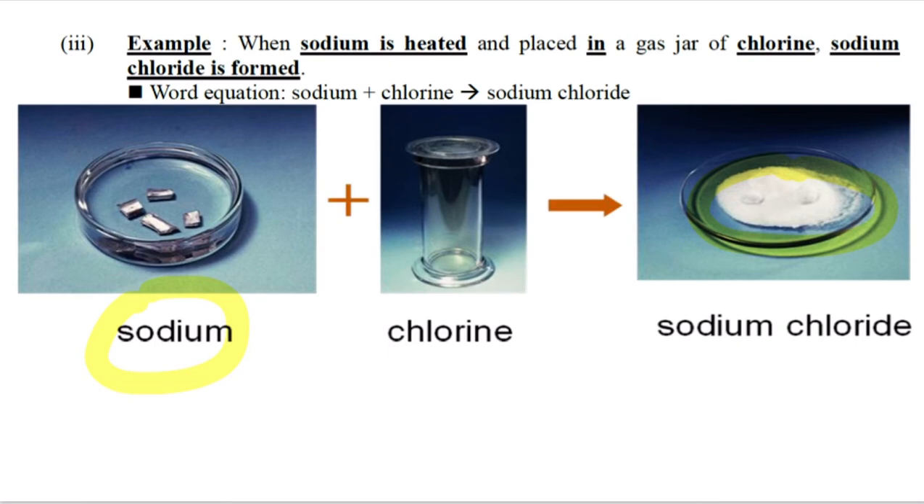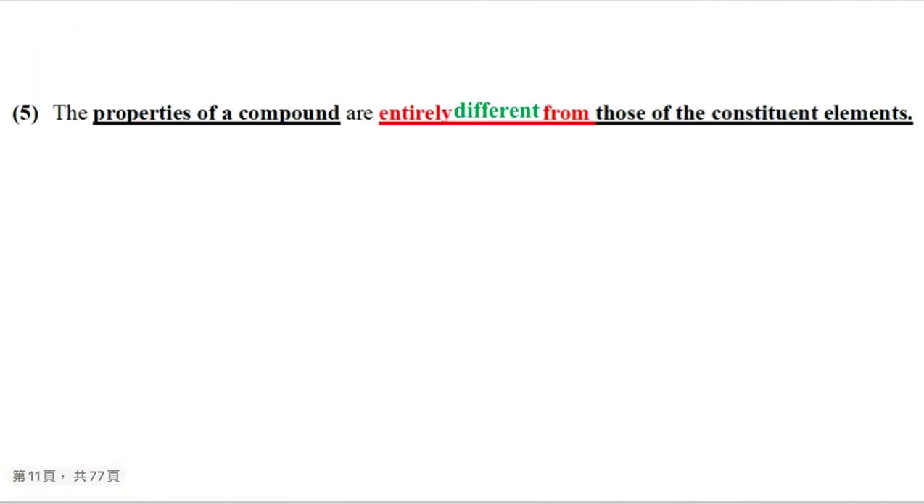One is the element, another is the compound formed from this element. Chlorine is a yellowish green gas. So they are very different in appearance and also other properties. To sum up, the properties of a compound are entirely different from those of its constituent elements.